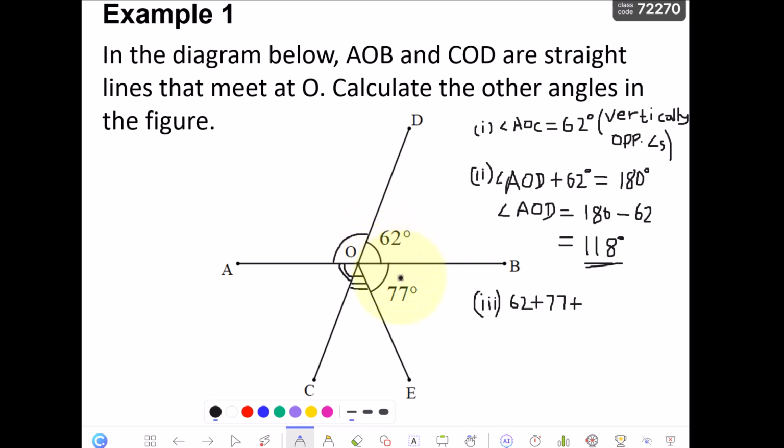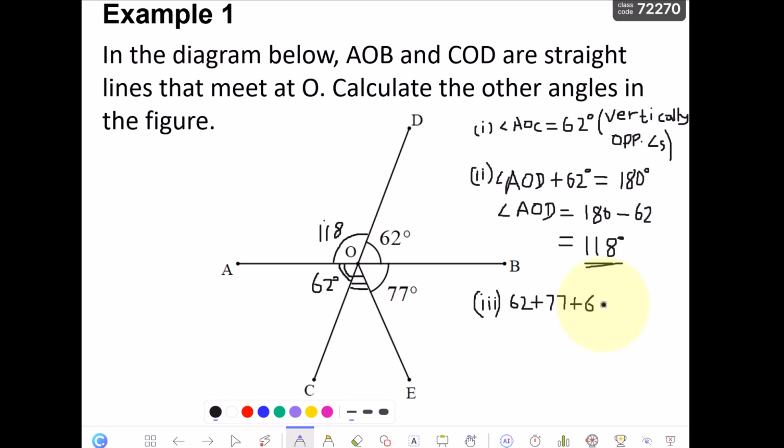So 62 plus 77 plus AOC. What is AOC? AOC is also 62. Don't forget, I've calculated here, sorry, this is AOC, I've calculated to be 62. And I've calculated here to be 118. If you observe, it's not equal to 77, because this OE line is not a straight line. So there's no vertically opposite. 77 is not a vertically opposite angle, so it can never be equal to this angle. Take note of that.